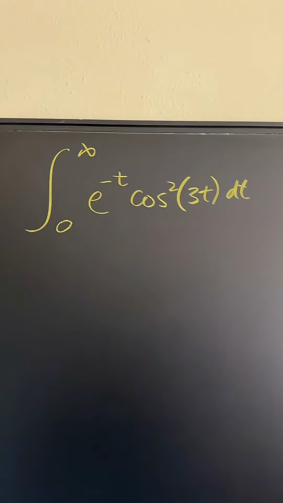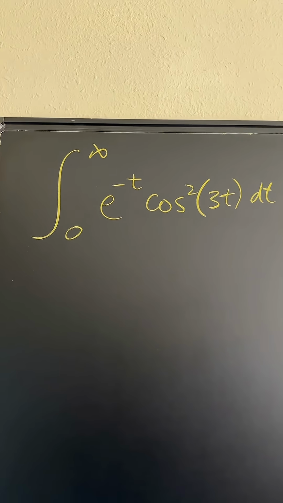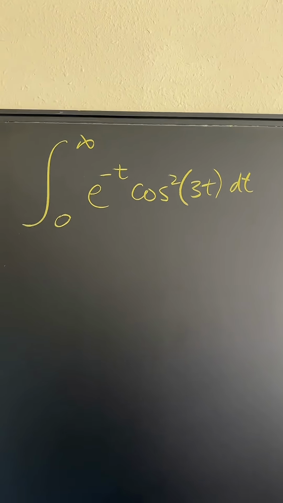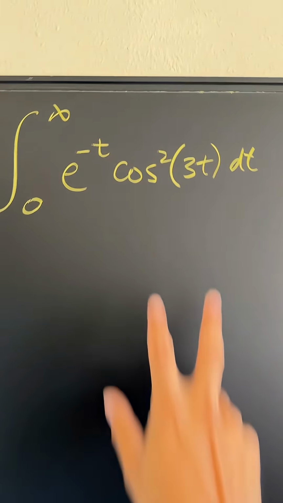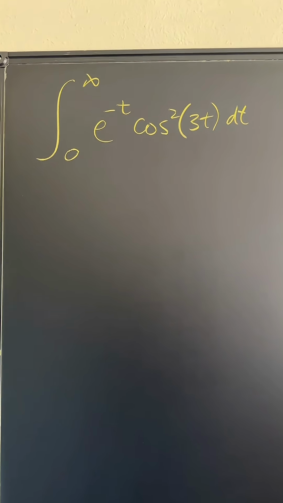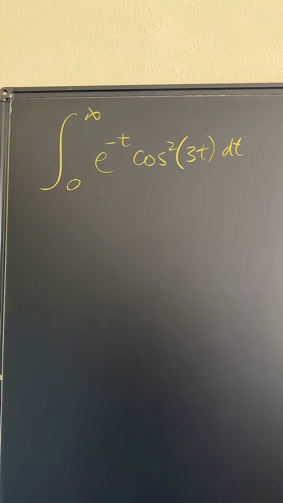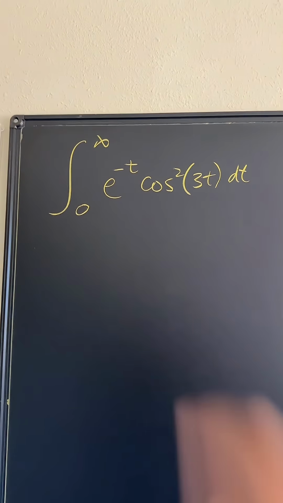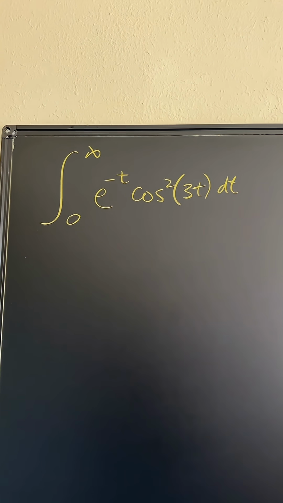So here we have the integral from 0 to infinity of e to the negative t cosine squared of 3t with respect to t. And this is basically the Laplace transform of this function right here, which is something that a lot of people use in differential equations. But let's go ahead and solve this particular integral right here. It's going to require some integration by parts, and we have to use a power reducing formula for cosine squared.